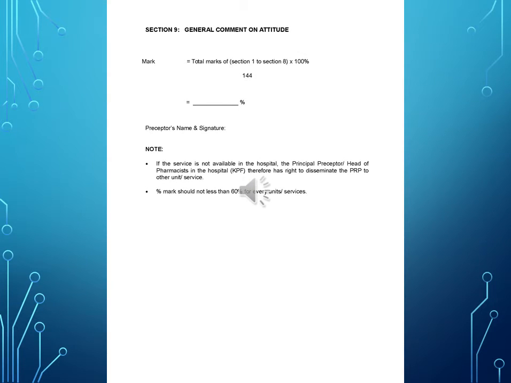Section 9. General comment on attitude. Mark equals total marks of Section 1 to Section 8 over 144, times 100%. Preceptor's name and signature. Note: if the service is not available in the hospital, the principal preceptor or head of pharmacists in the hospital therefore has the right to disseminate the PRP to other unit or service. Percent mark should not be less than 60% for every unit or service.